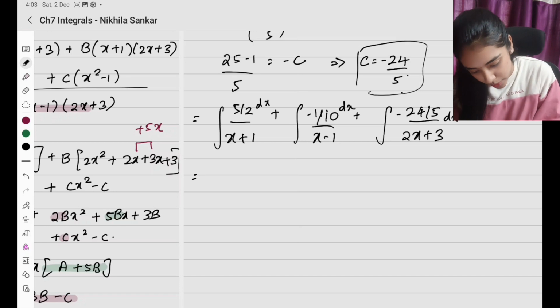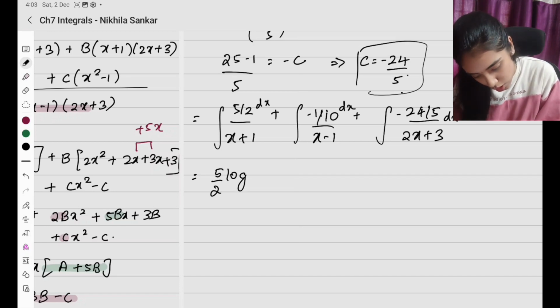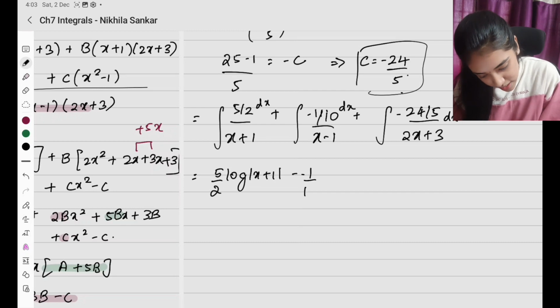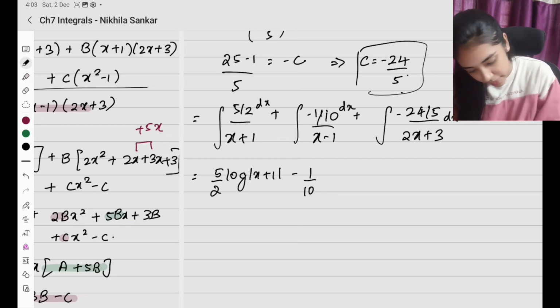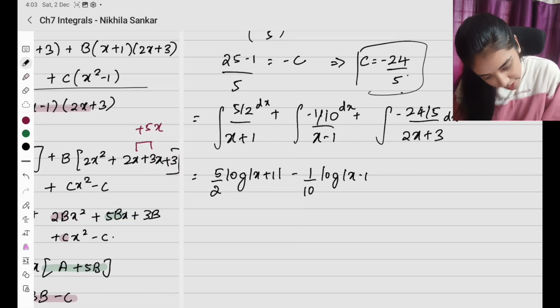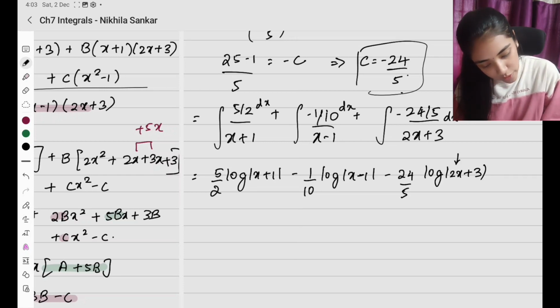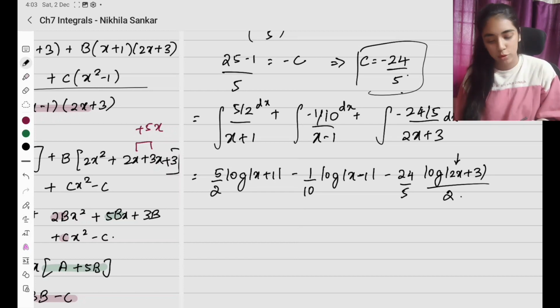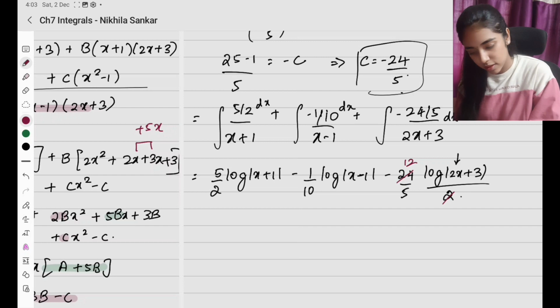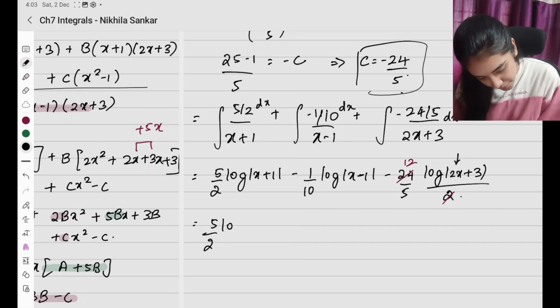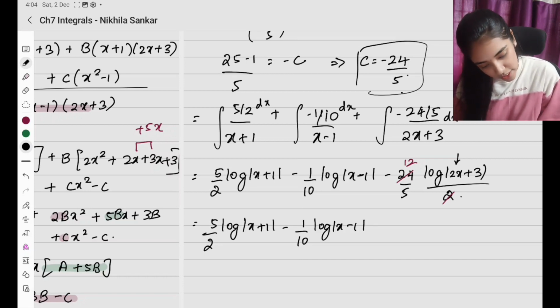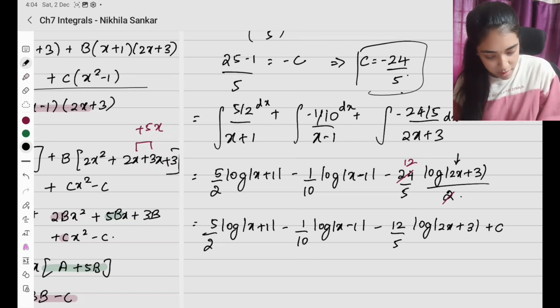Now when I take the integral, I have 5 by 2 log mod x plus 1 minus 1 by 10 log mod x minus 1 minus 24 by 5 log mod 2x plus 3. But remember, the coefficient of x is going to be 2. So divided by 2. Okay. So இங்கே cancel ஆகும் 2, 12. So what is my final answer going to be? 5 by 2 log mod x plus 1 minus 1 by 10 log mod x minus 1 minus 12 by 5 log mod 2x plus 3 plus, okay, integration constant.